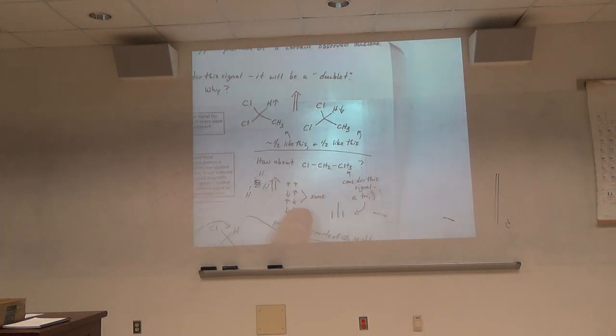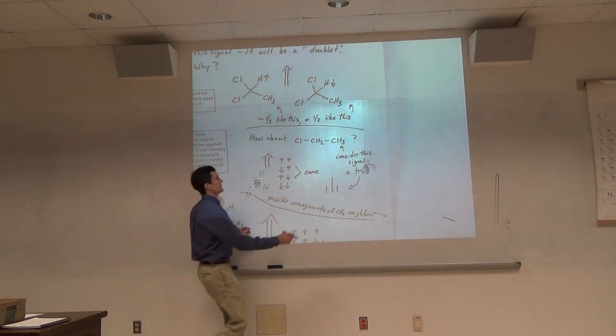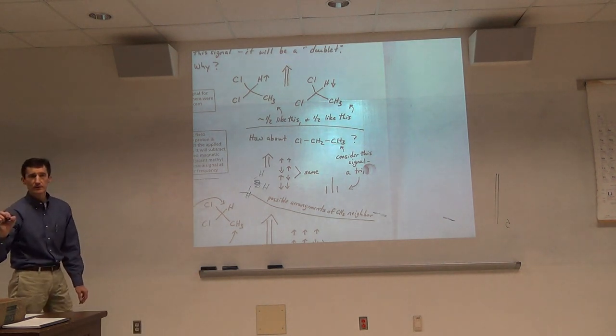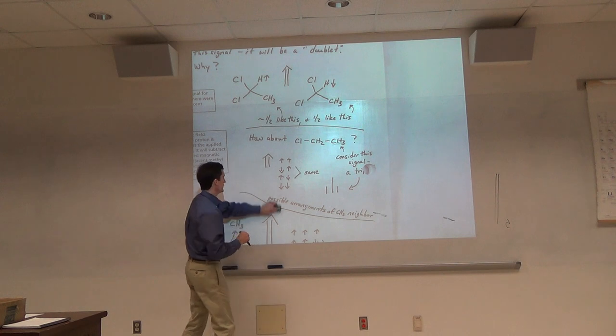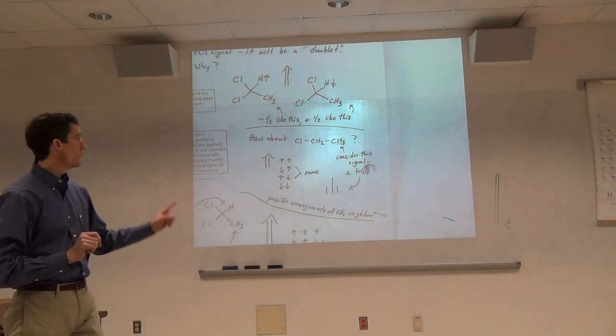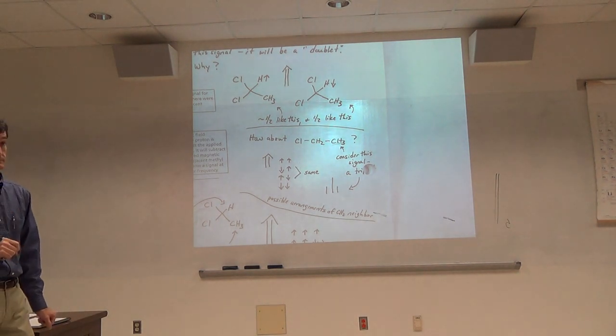So let's get a little bit more advanced. Let's go to this signal. How many neighbors within three sigma bonds? How many H's within three sigma bonds? Two. So if we use the simple rule, n plus one, what is two plus one? Three. We expect that signal to be a triplet. But why?